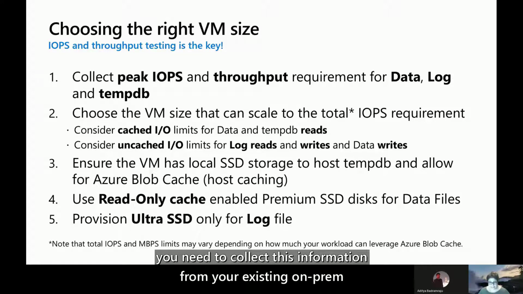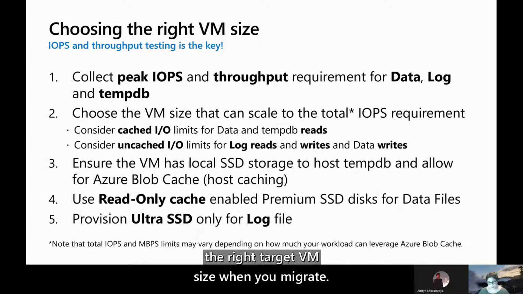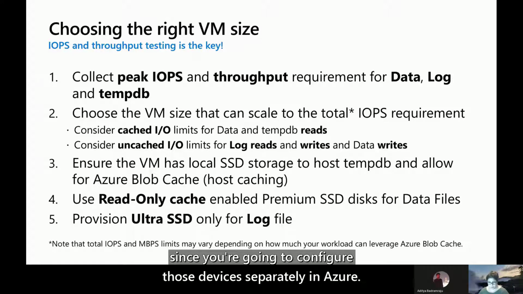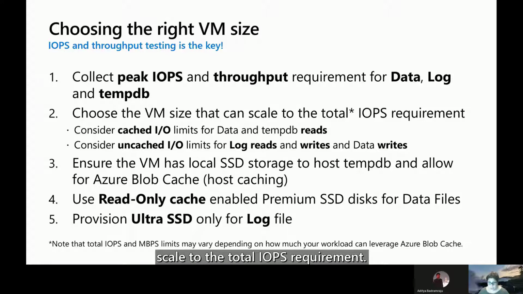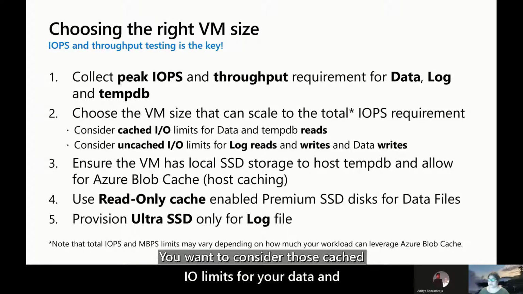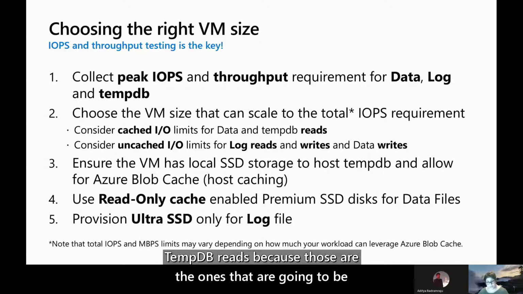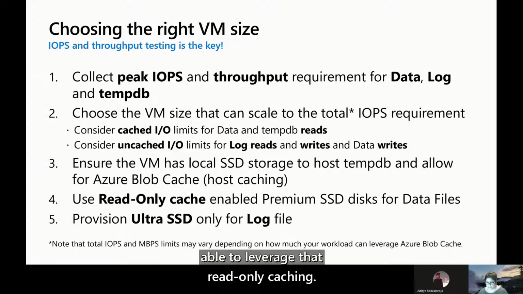you need to collect this information from your existing on-prem workload so that you can choose the right target VM size when you migrate. So you want to collect your peak IOPS and throughput for data, log and TempDB separately, since you're going to configure those devices separately in Azure. Then you want to choose the VM size that can scale to the total IOPS requirement. So you want to consider those cached IO limits for your data and TempDB reads, because those are the ones that are going to be able to leverage that read-only caching.